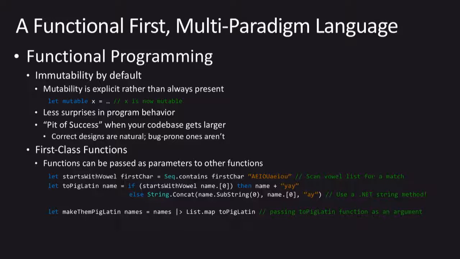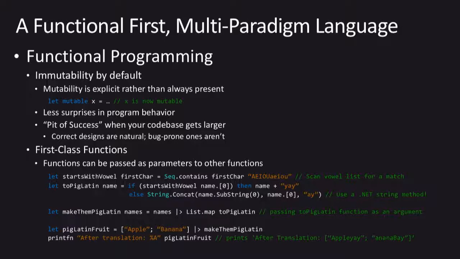And so I could call that here by just saying makeThemPigLatin. We're given some names, and just pipe it into List.map toPigLatin. Passing toPigLatin is first-class functions right there, because that's just a function that I defined up there, and I'm passing it in as an argument to this function. And so pigLatinFruit is apple and banana. Pipe it into makeThemPigLatin. You print that out. It says "appleyay" and "ananabay".